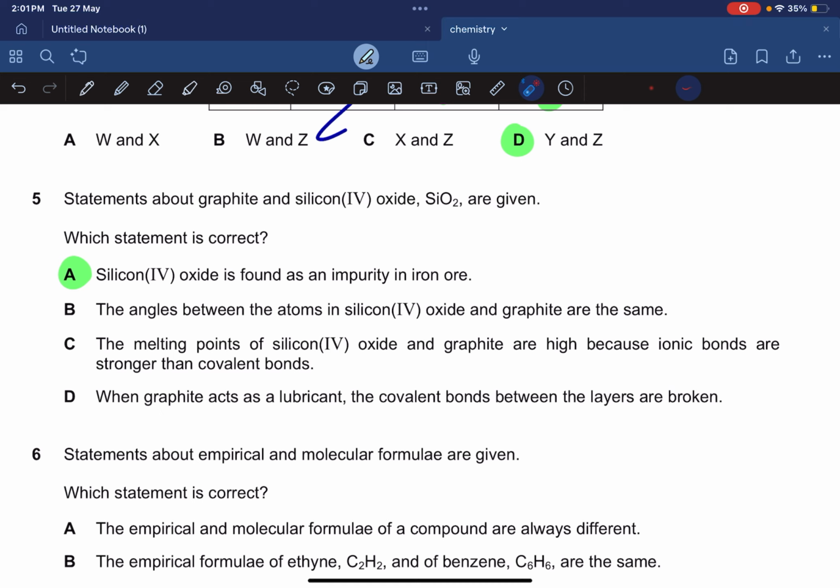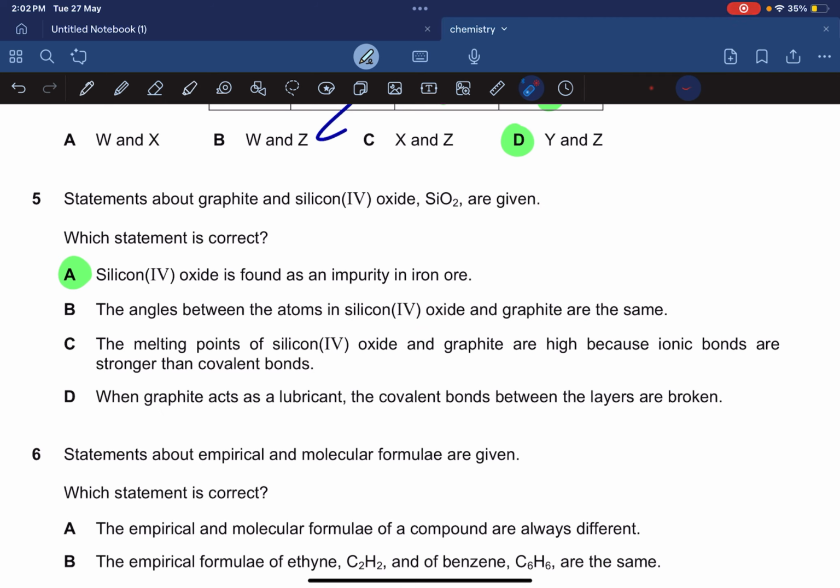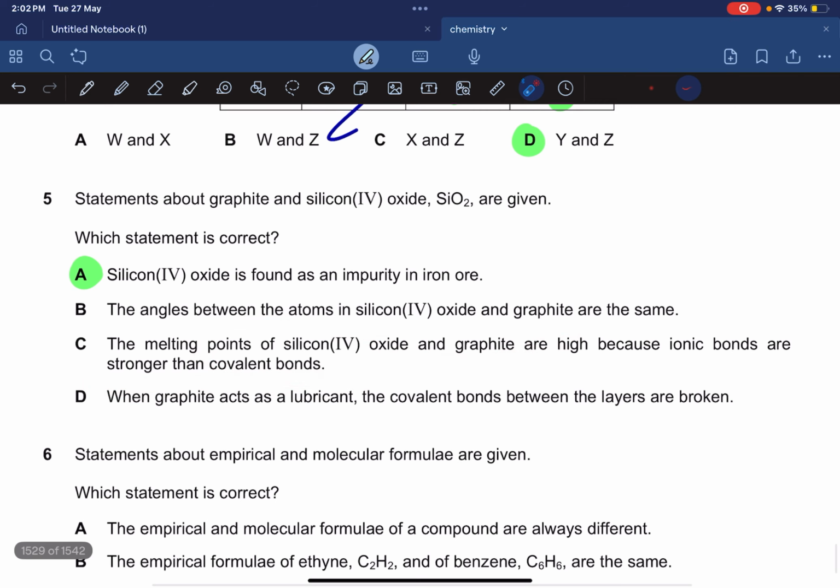The angles between the atoms of silicon IV oxide and graphite are the same. That's incorrect. In graphite, we have hexagonal rings, something like this, whereas in silicon IV oxide, we don't have hexagonal rings. The structure is something like this. The silicon and oxygen atoms are connected together by strong covalent bonds, and it's a 3-dimensional tetrahedral structure. And for graphite, it's hexagonal rings. Next: the melting points of silicon IV oxide and graphite are high because ionic bonds are stronger than covalent bonds. That's incorrect. We don't have ionic bonds. We only have covalent bonds.